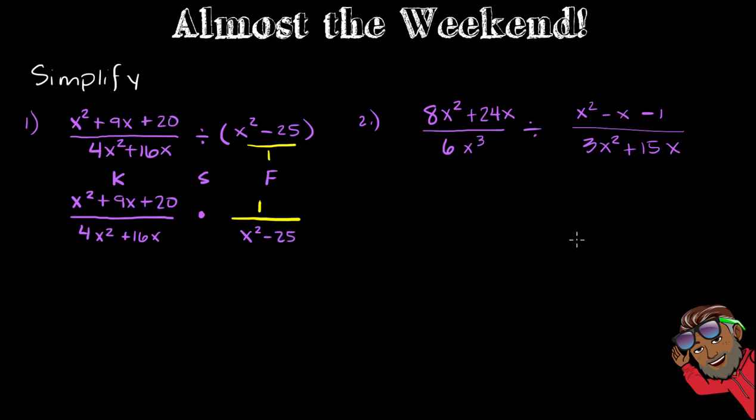And now you're going to do what multiplication says to do, and that's multiply the tops with tops, bottoms with bottoms. I know anything times 1 is just going to be itself, so I'm going to write x to the power of 2 plus 9x plus 20 over, and then we're going to have to multiply the bottoms out. 4x to the power of 2 plus 16x. Since it's a polynomial, I'm going to put it in parentheses, and the other one's a polynomial, so I'm going to put that one in parentheses as well, x squared minus 25.